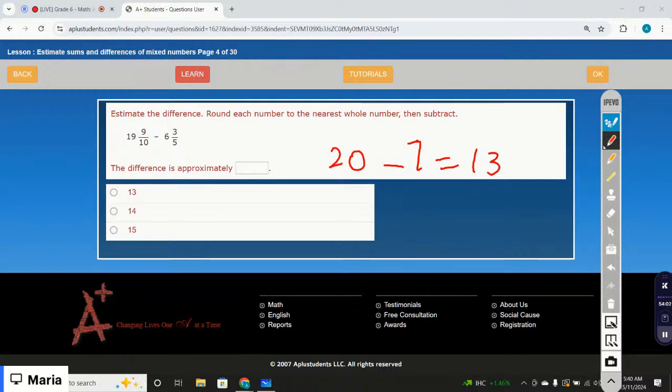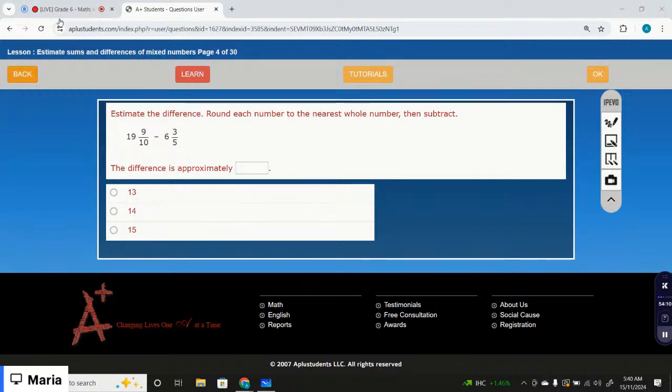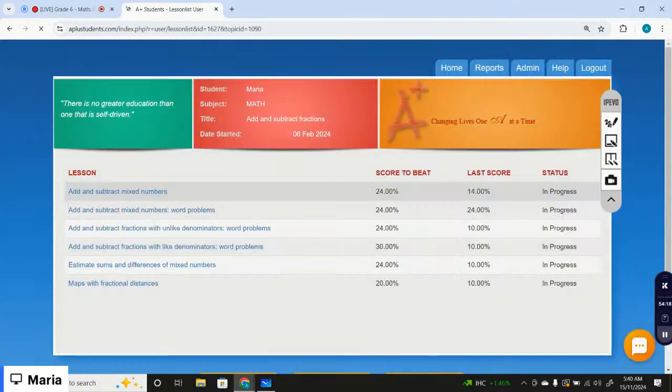Okay, you can complete the lesson by yourself later today. So, we were working on grade 6 math. The chapter we were working on is add and subtract fractions. The lessons we have covered today are add and subtract mixed numbers, add and subtract fractions with unlike denominator word problems, add and subtract fractions with like denominators word problems, and estimate sums and differences of mixed numbers.